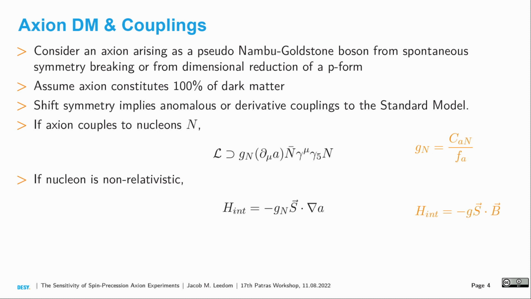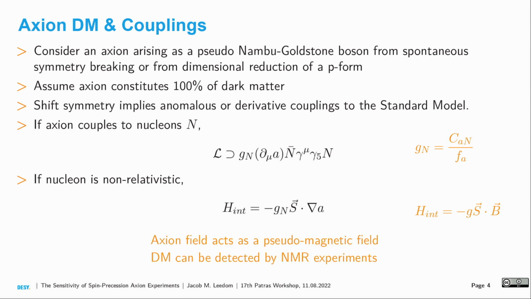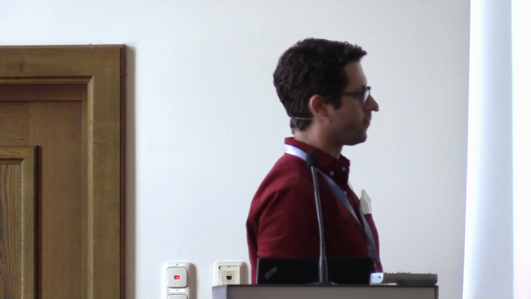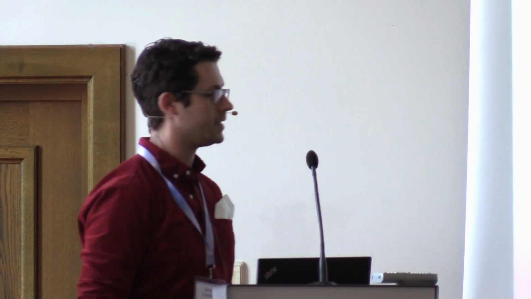Now, if we take the non-relativistic limit of this Lagrangian, then we'll get an interaction Hamiltonian that we've seen already, which involves the coupling of the nucleon spin to the gradient of the axion. If we compare that to things that we're quite familiar with in quantum mechanics, then we will see that the axion field acts as a pseudo-magnetic field, and so dark matter can be detected by nuclear magnetic resonance experiments. As already has been described, this was proposed by Graham, Rajendran, Budker, and Ledbetter several years ago. But we've also heard a bunch of great posters and talks in this conference using these sort of ideas in various contexts.